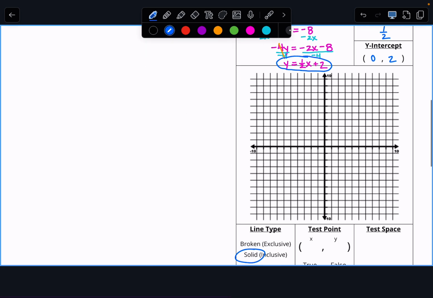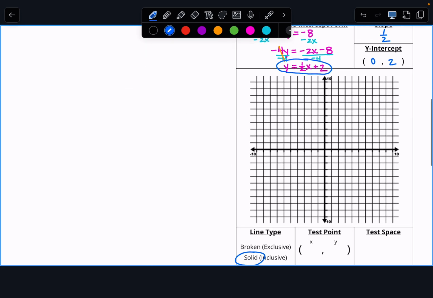Okay, so we can do this. We have a y-intercept of 2, a slope of up 1 over 2, up 1 over 2. And if you want to be really crazy, down 1, left 2, down 1, left 2. Okay.